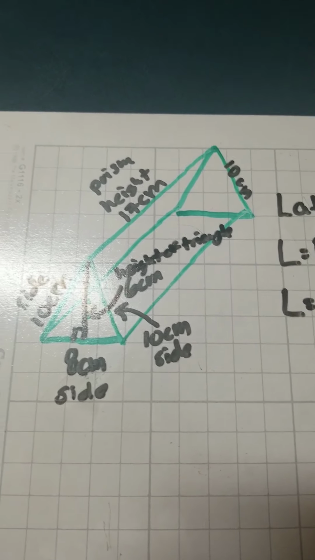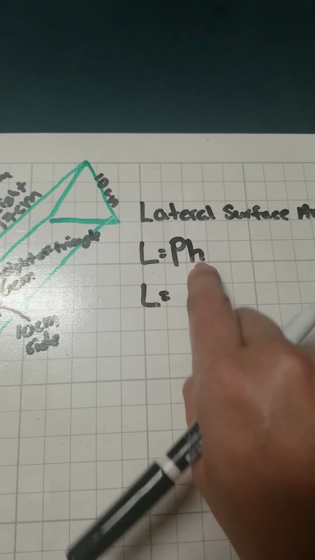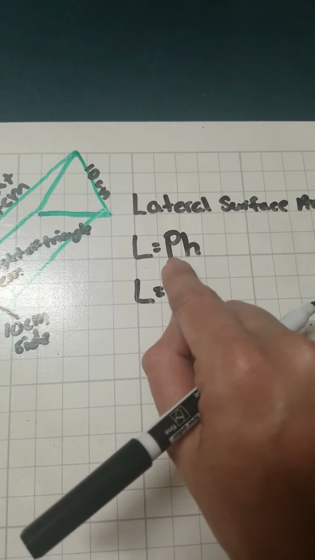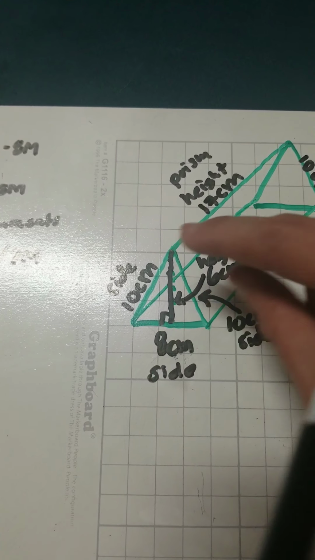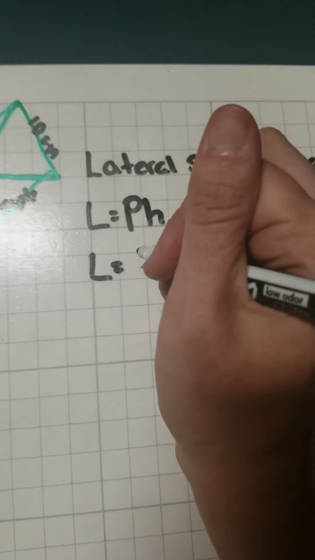So we're going to talk about lateral surface area. Lateral surface area is the perimeter of the base times the height. The big P means perimeter of your base. In this instance, our base is a triangle. So to get the perimeter of a triangle, all I have to do is add together all three sides. So I have 10, 10, and 8. So I'm going to add those together.